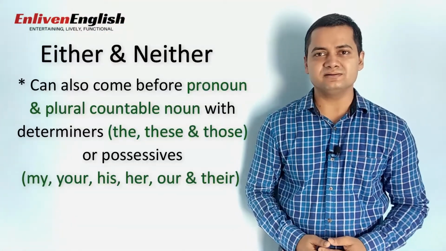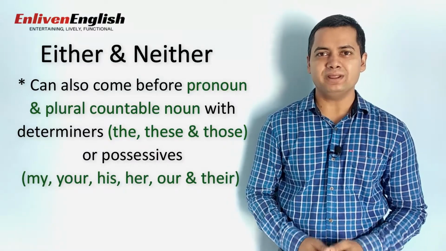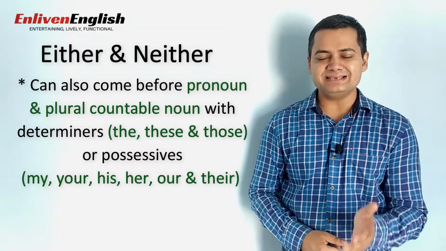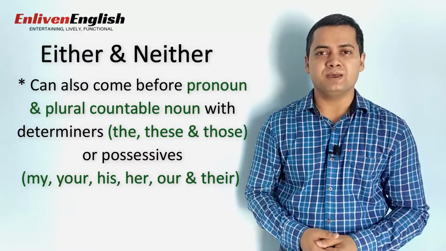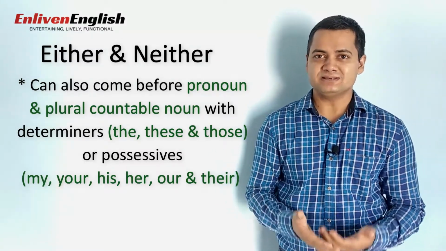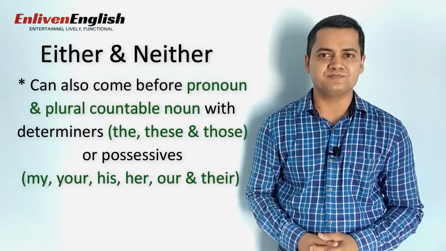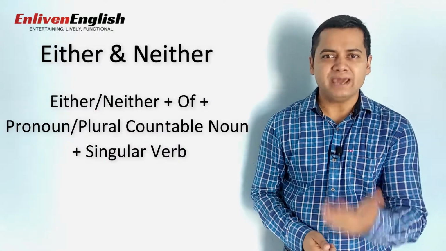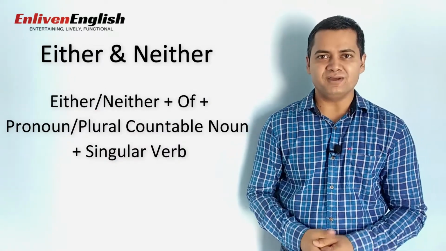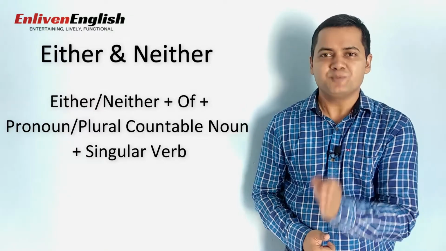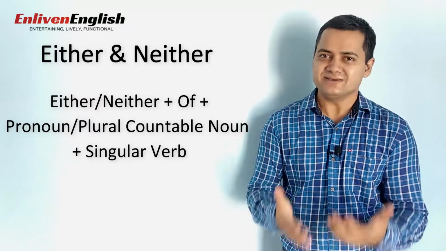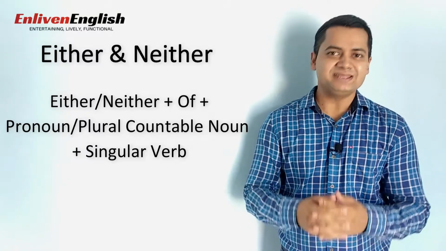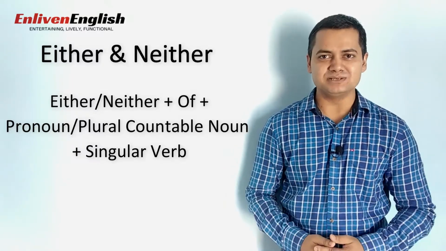Either and neither can also come before a pronoun and a plural countable noun with determiners the, these and those, or possessives my, your, his, her, our and their. In that case, the sentence pattern will be either or neither plus preposition of plus pronoun or a plural countable noun plus a singular verb. Please remember, verb remains singular even in this pattern. Let's see some examples.